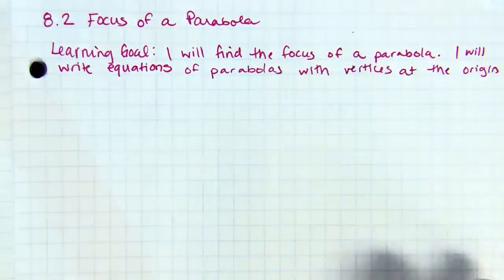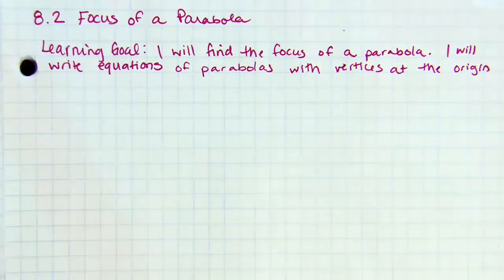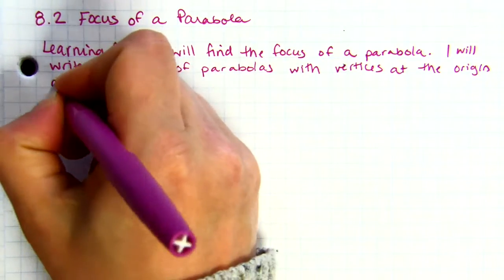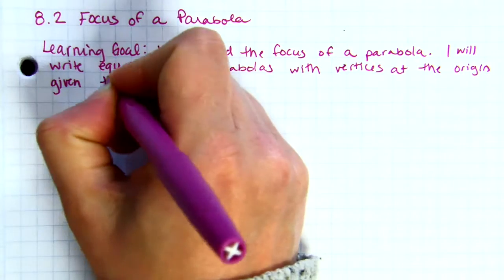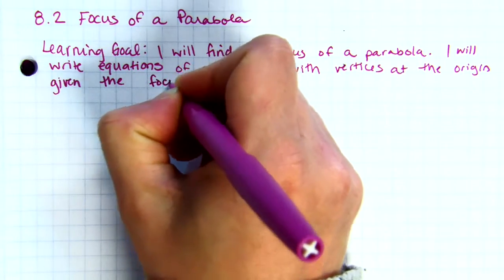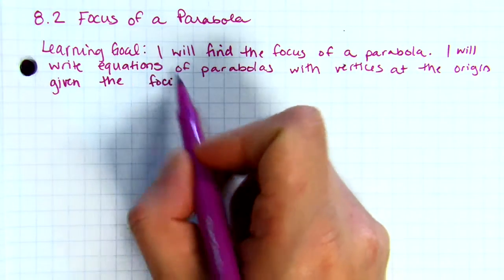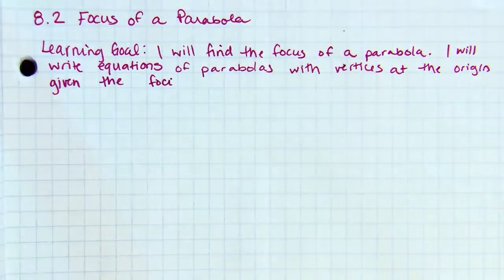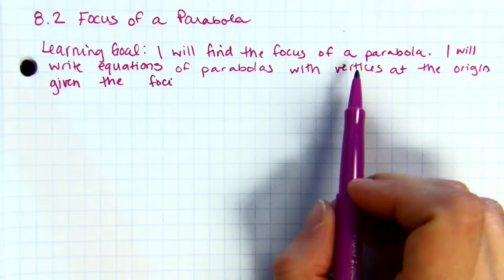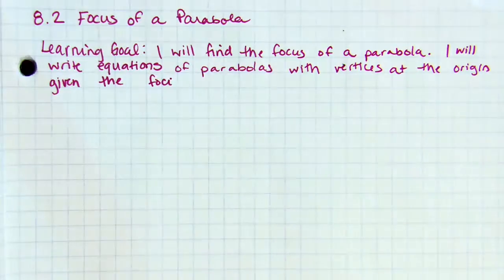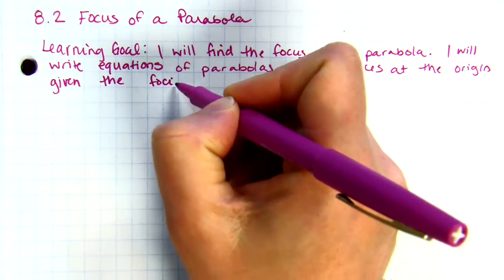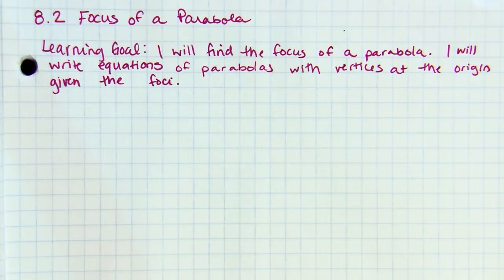So all of these graphs will be starting at 0, 0, or have a vertex at 0, 0, given the foci. So that's our plural of focus. Just like vertex, the plural is vertices. So same idea, we don't say focuses. So that is our learning goal for today's lesson.